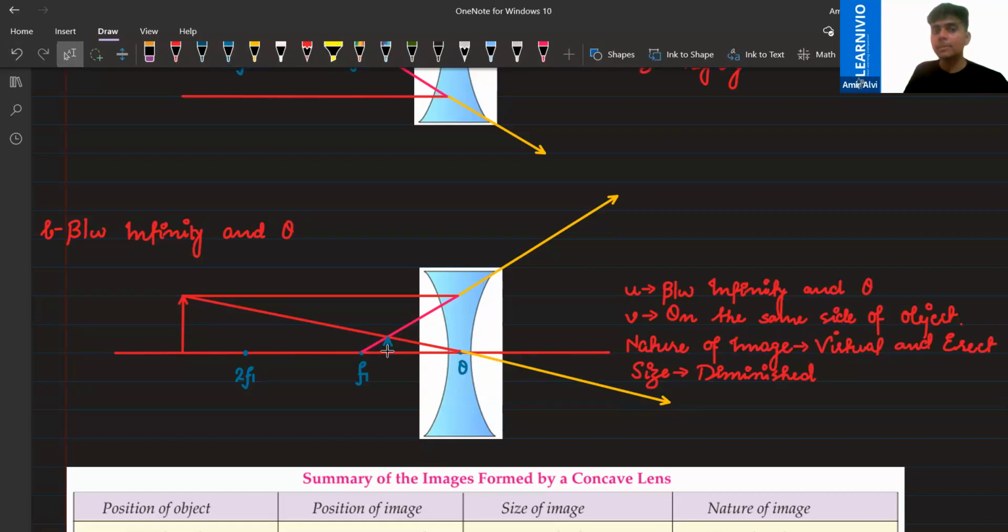See this thing? The image formed is virtual, erect and diminished. Not highly diminished, it's diminished because it has some height. Okay, so this is the ray diagram. Please draw it, everyone.